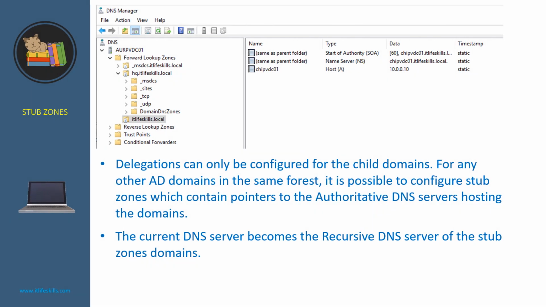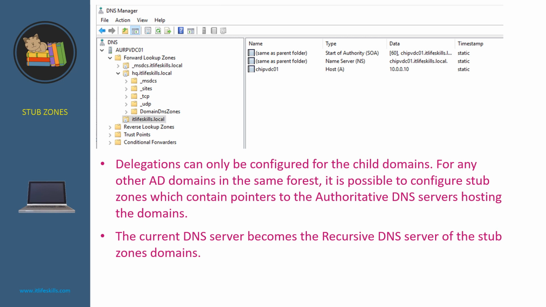As you may know, delegations can only be configured for the child domains. For any other AD domains in the same forest, it is possible to configure stub zones which contain pointers to the authoritative DNS servers hosting the domains. The current DNS server then becomes the recursive DNS server of the stub zone domains.